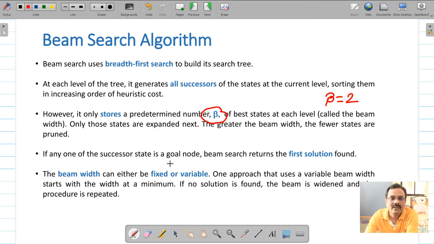Then there is another variation of this beam search. This beam width, you can make it flexible. It can be fixed or it can be variable. Because of this, you can make this algorithm more dynamic.